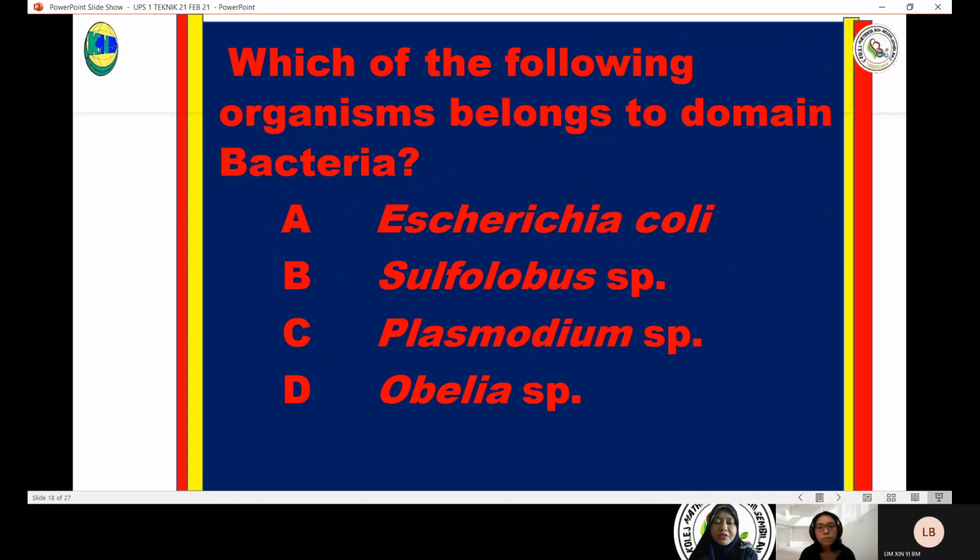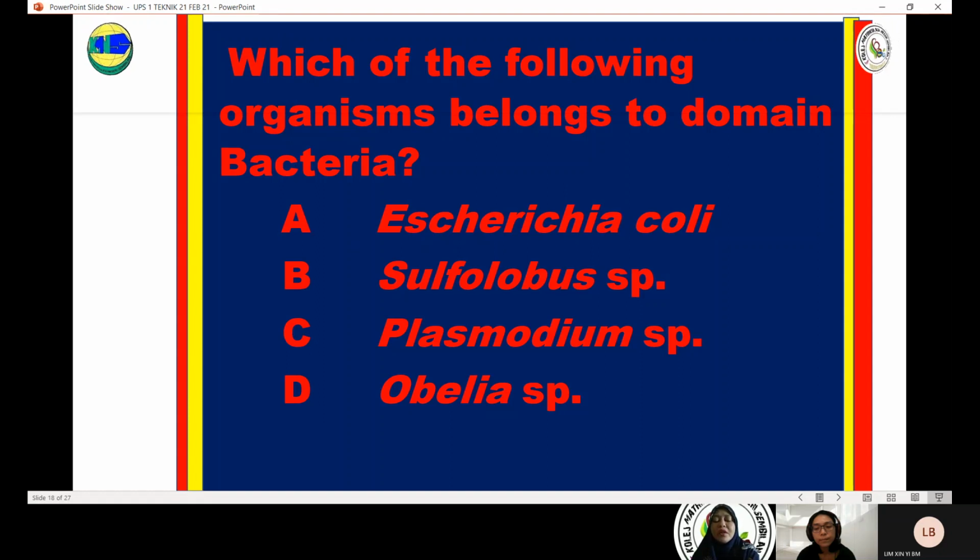So this also sounds familiar, right, Madam Lim? All the organisms: Escherichia coli, Sulfolobus species, Plasmodium species, and Obelia species. The best approach is to know that each of these species belongs to which kingdom or which phylum. Then you will know the answer directly, without guessing. I like what Madam Lim just mentioned.